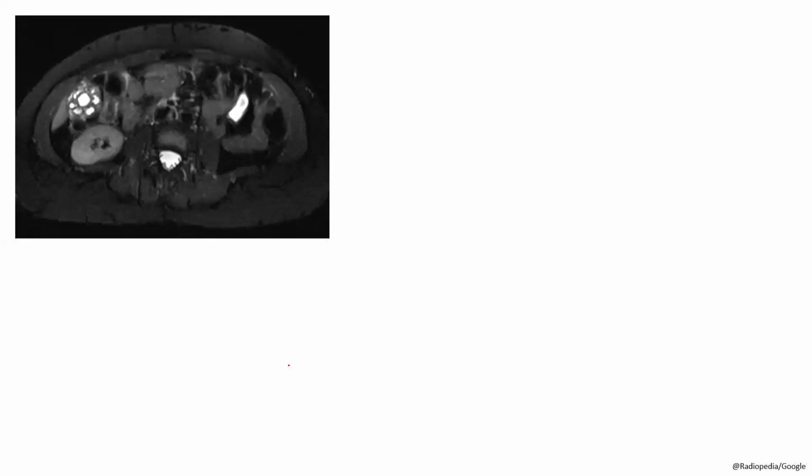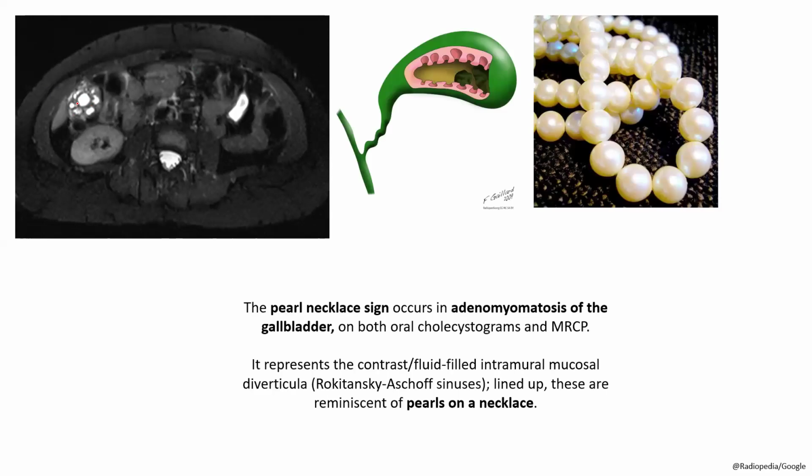Next, what is happening here? We can see this is MRI abdomen, axial T2 fat sat, and we can see gallbladder with multiple tiny foci of hyperintensities within the wall. So this indicates string of pearls or pearl necklace sign, which is described in adenomyomatosis of the gallbladder.